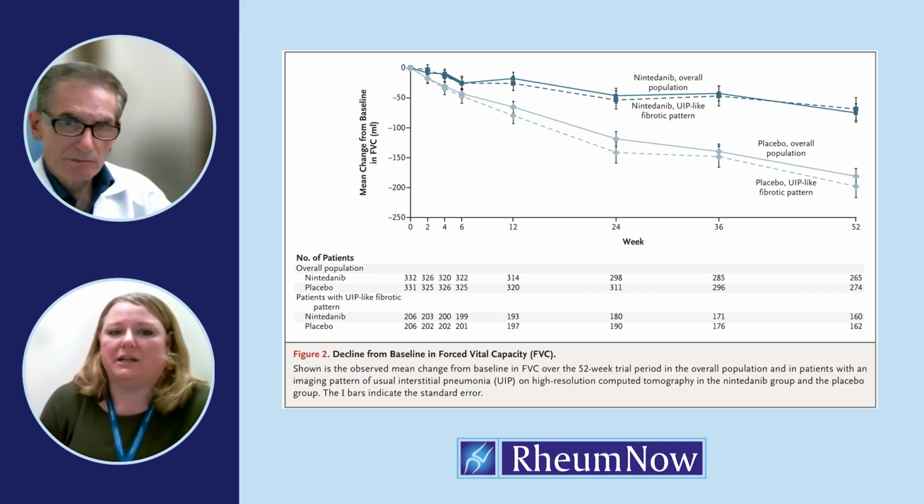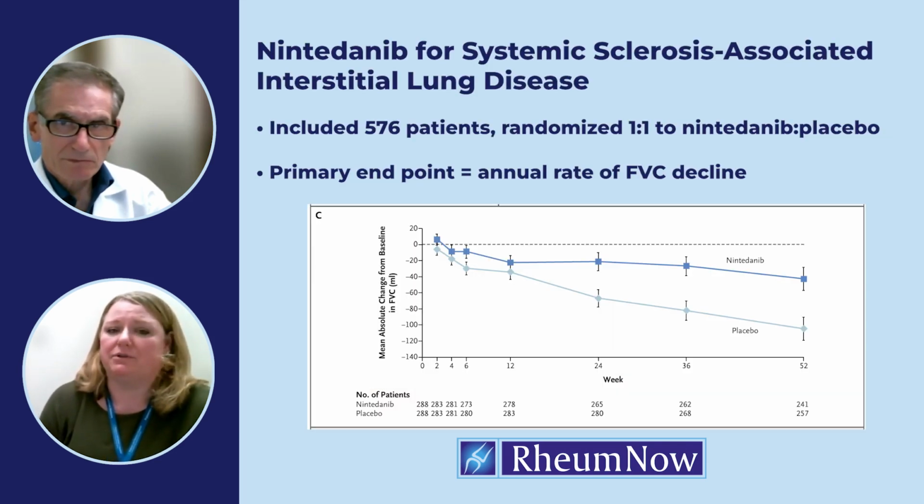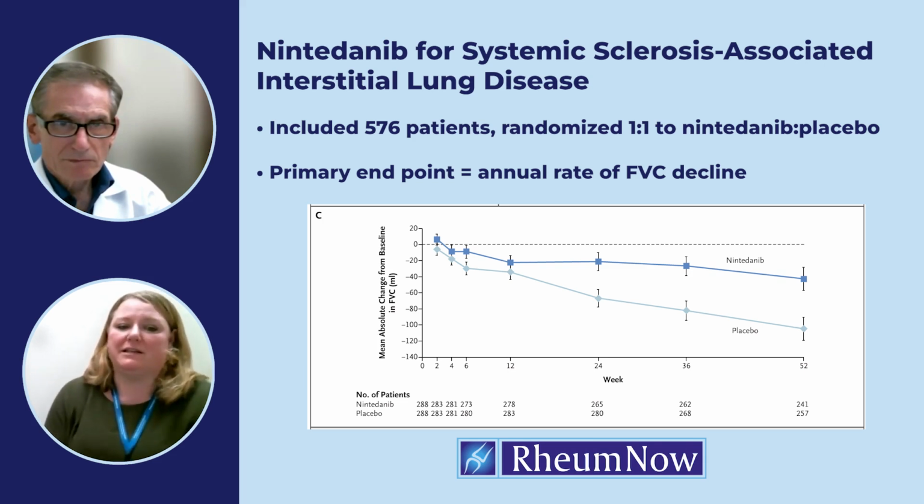And then specifically to look at nintedanib for systemic sclerosis-associated interstitial lung disease, there was a specific trial that came out in 2019 for this that included about 576 patients that received at least one dose of either nintedanib or placebo, and the primary endpoint was annual rate of FVC decline.